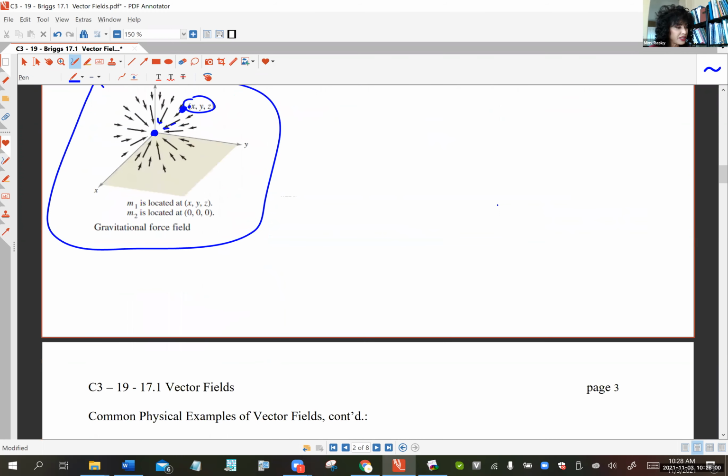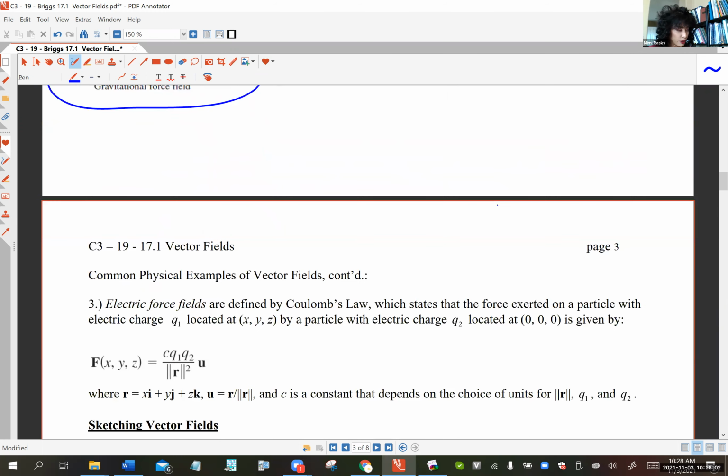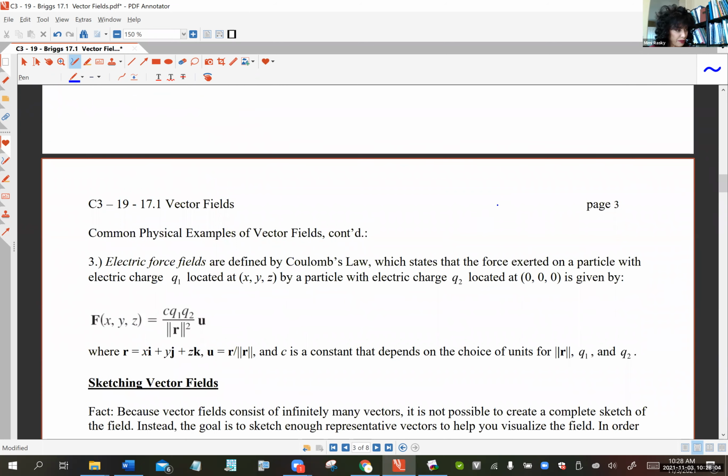There's another kind of central force field known as an electric force field. And if you're in physics 2, you're probably covering that. A lot of electromagnetism in the second semester of physics. And yeah, a lot of what we're going to cover in this chapter is going to be helpful for second semester physics folks. Okay?